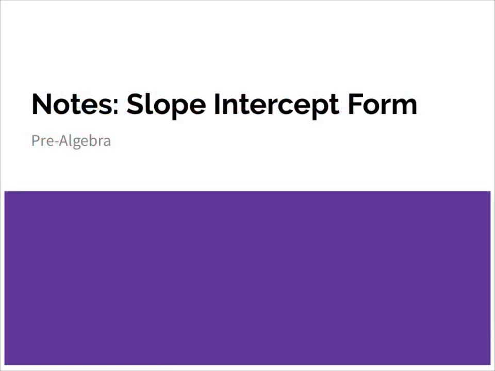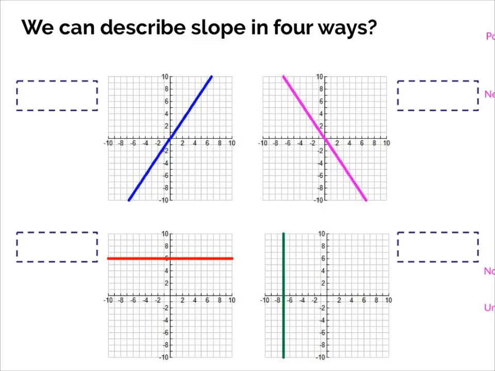Welcome back to the functions unit. Today we're going to be talking about slope-intercept form, so let's go ahead and take a look at that right now. When talking about slope, there are 4 different ways that we can describe slope.